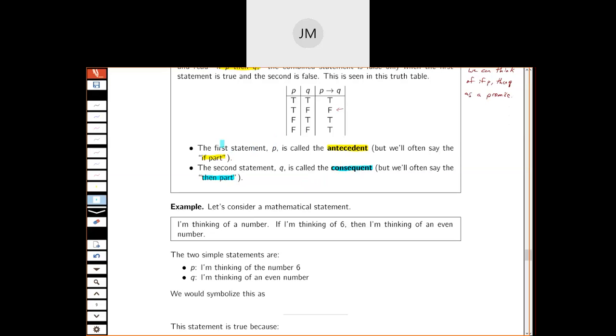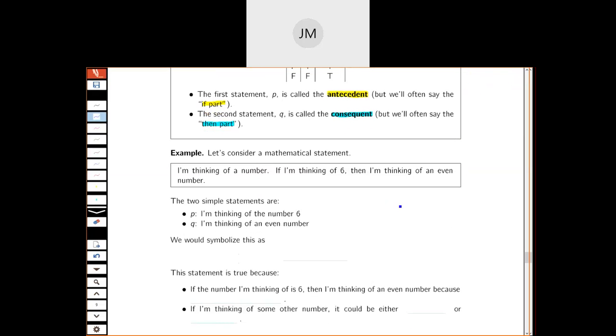Okay, let's look at an example. I'm thinking of a number. If I'm thinking of 6, then I'm thinking of an even number. Okay, so let's pick this apart a little bit. I can say that "I'm thinking of the number 6" is the statement P, and "I'm thinking of an even number" is the statement Q.